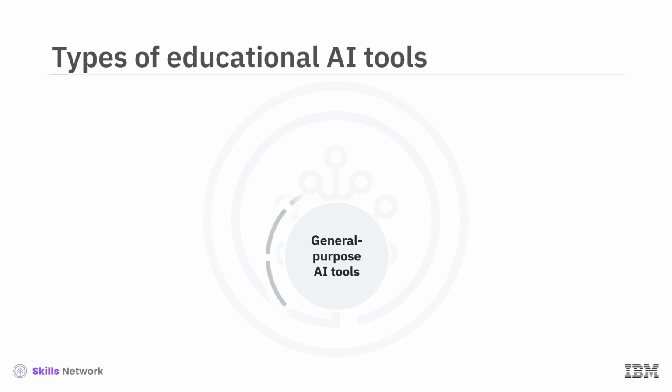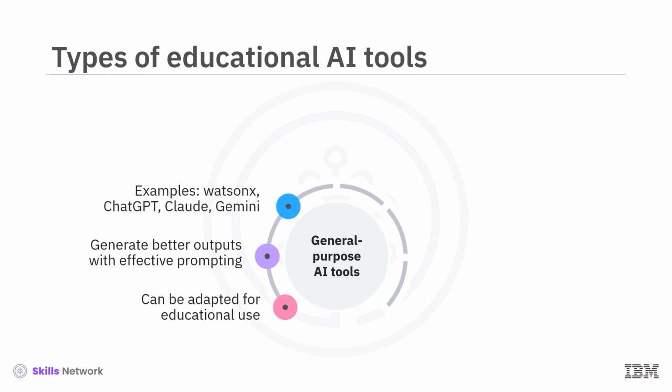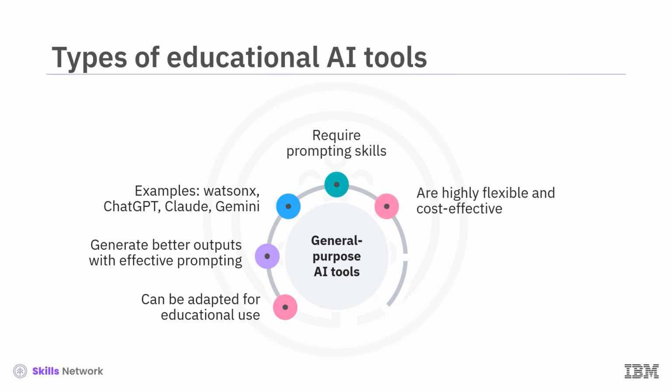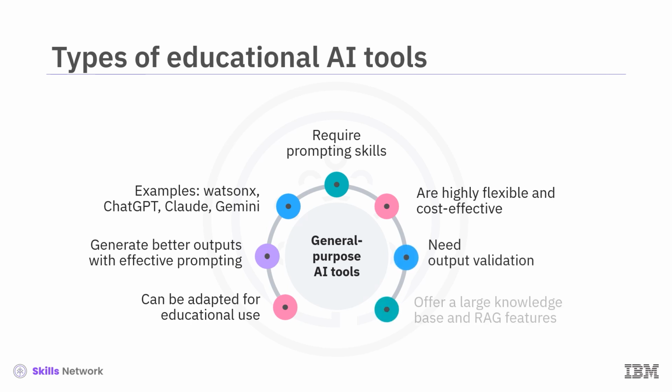General-purpose AI tools are broad-spectrum AI platforms that can be adapted for educational use through effective prompting. For example, IBM watsonx, OpenAI's ChatGPT, Claude by Anthropic, and Google Gemini. These tools require prompting skills, but they are highly flexible across multiple tasks and cost-effective. They need strong output validation, but offer a broad knowledge base and retrieval-augmented generation, or RAG, features.